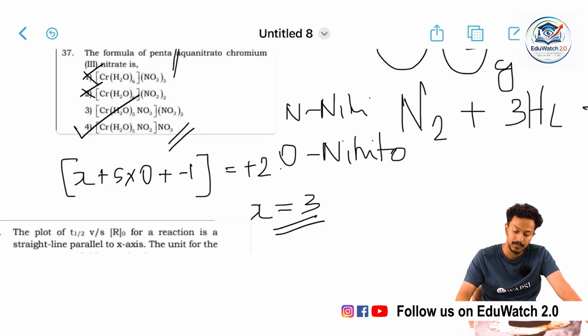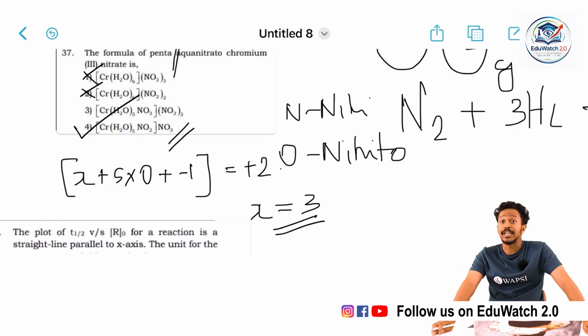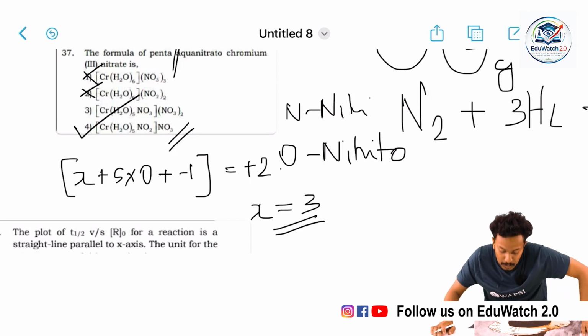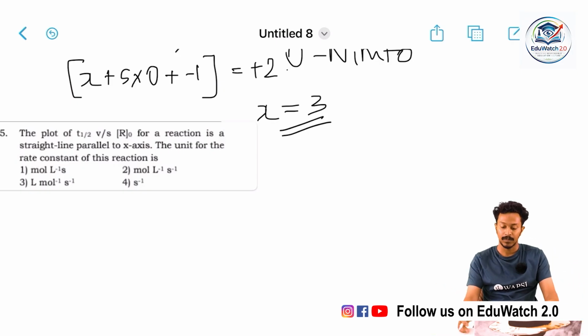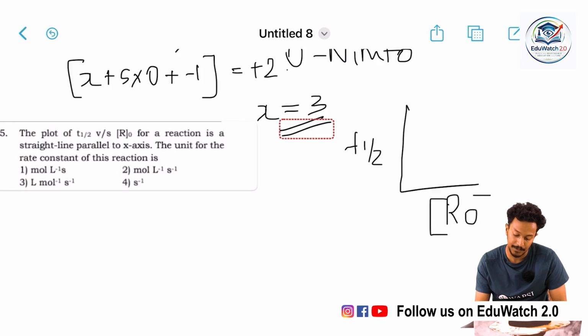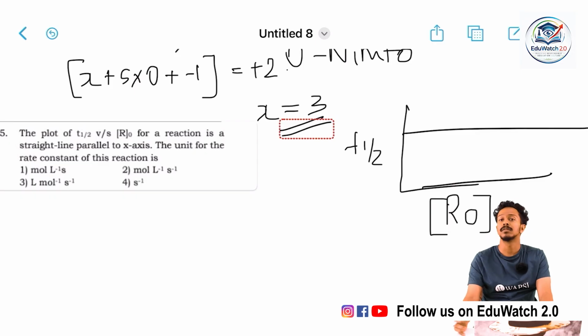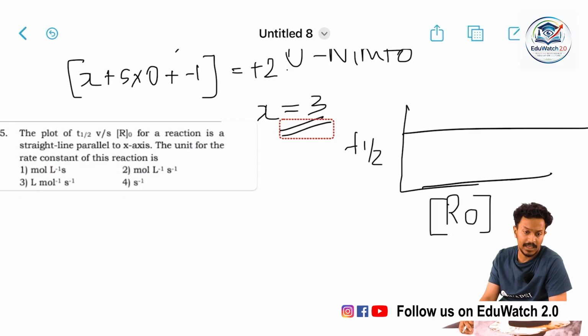Our next question is: the plot of T half versus R0, which means initial concentration, for a reaction is a straight line parallel to the x axis. What is the unit for the rate constant of this reaction? We will move on to our graph here. T half against initial concentration is a straight line parallel to the x axis. The unit for the rate constant of this reaction is what they asked here.